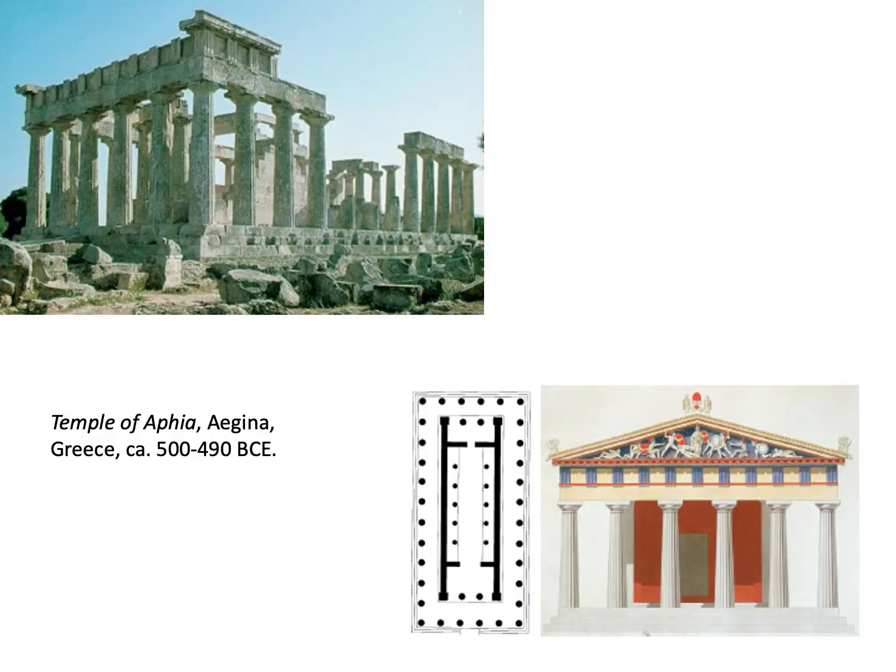Okay, so this is the temple of Aphia. Aphia was a local nymph that the community worshipped. So let me start with asking you, what order is the temple in?